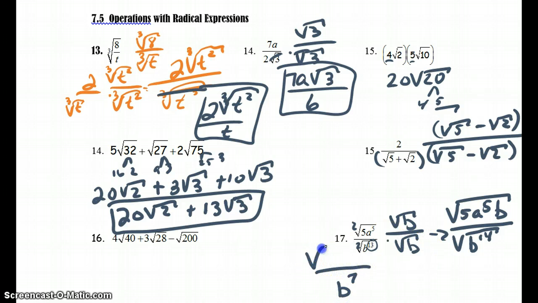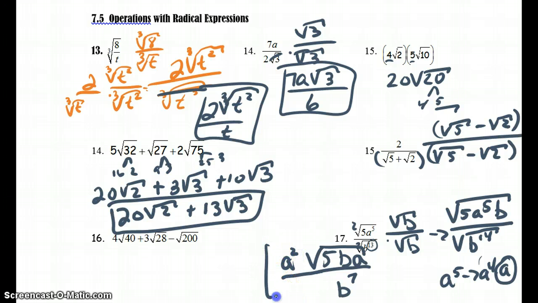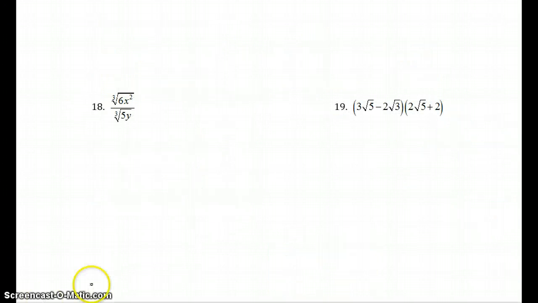Whenever I simplify the top, I'm going to have a 5 that stays in, a b that stays in, and also an a that stays in. The reason that this a stays in is because I took a to the 5th and I rewrote it as a to the 4th times a. This is the a that stays inside the square root. A to the 4th comes outside of the square root as a squared. And we are finished. Problem 18 is the last problem that we're going to look at.